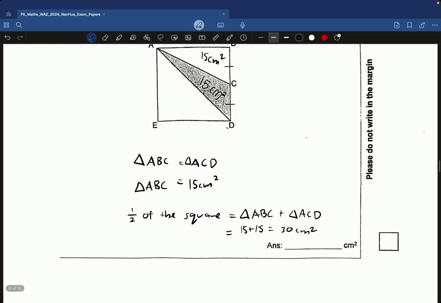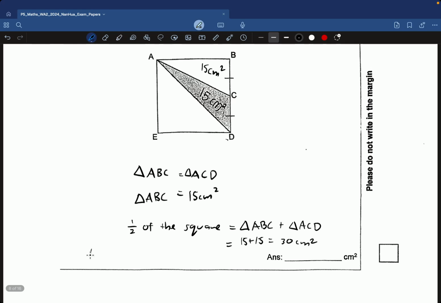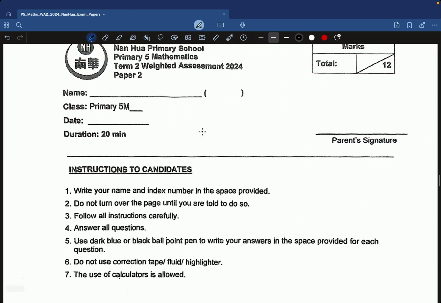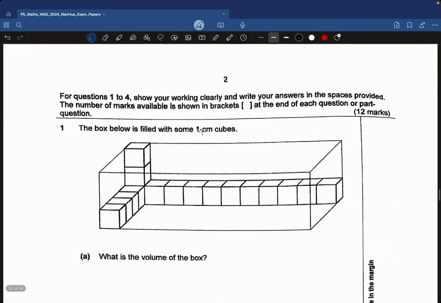So this is half. Then what's the full? So the area of the square ABDE is equal to basically 2 times 30, which is 60. So the answer is 60 centimeter square. Okay, let's move on to the next question. So this is paper 2.